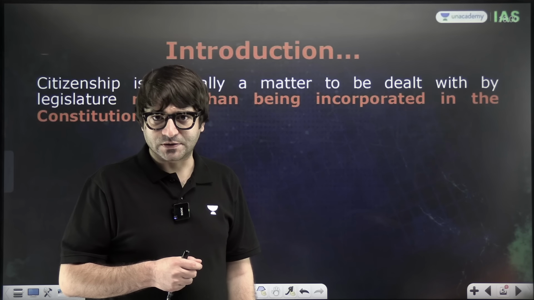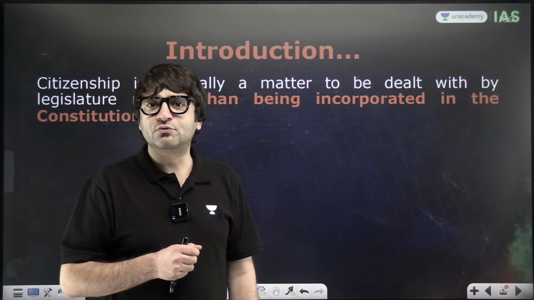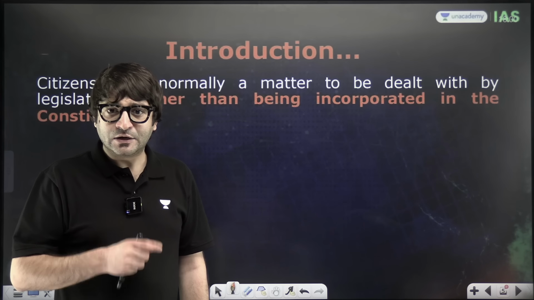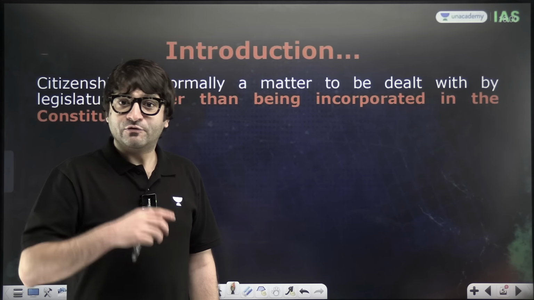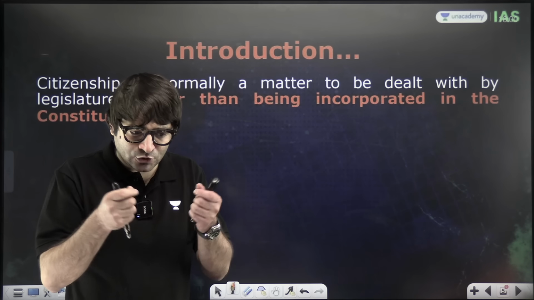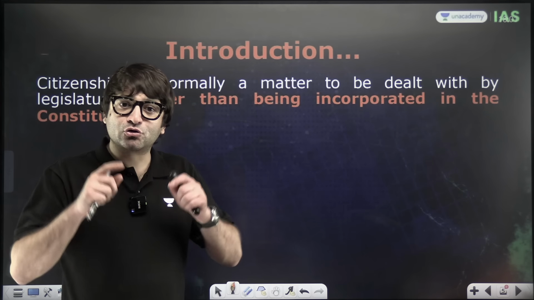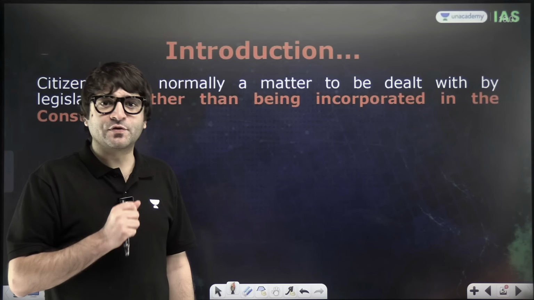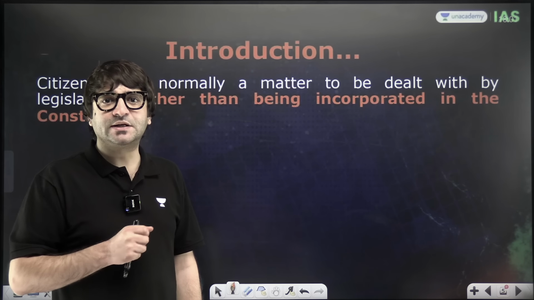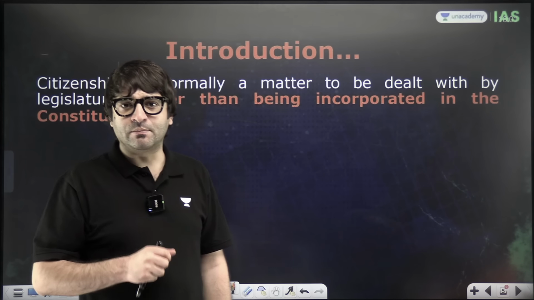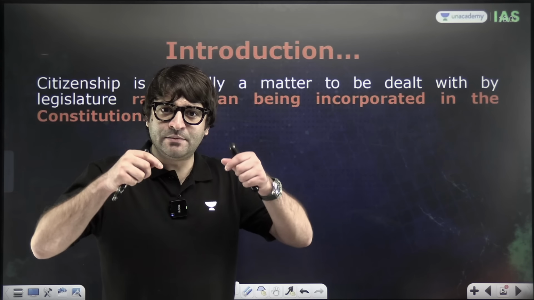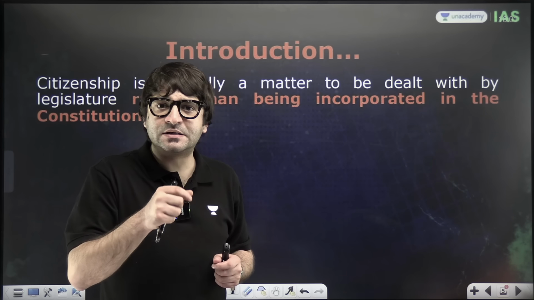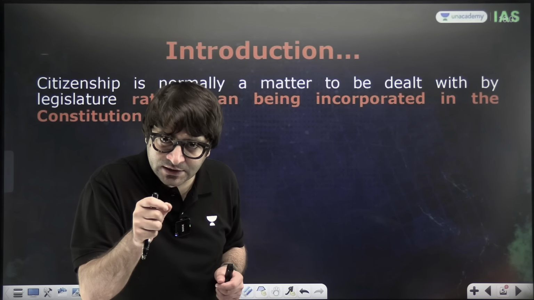India was partitioned, unfortunately on the grounds of religion. There was massive movement of people from India to what became Pakistan, and from Pakistan to India. So we had to be absolutely sure as to who are the citizens of India. That is why part 2 of the constitution, articles 5 to 11, talk about citizenship at the time of the commencement of the constitution. When the constitution commenced, at that time, who is the citizen?